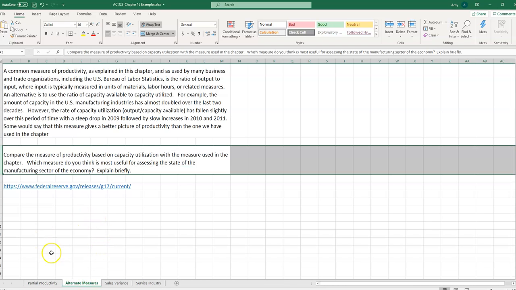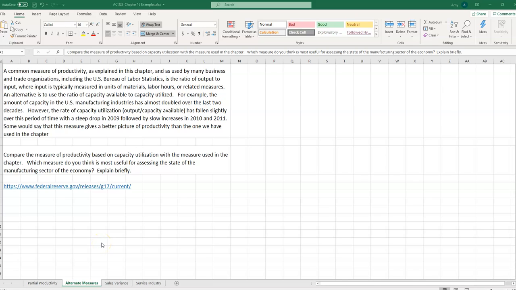In this example, we're talking about the different measures of productivity based on our capacity utilization. So we also talk about this in chapter 15, where we talk about which level of capacity we should use for our overhead hours. So we have the ratio of output to input, where input is looked at as units of materials, labor hours, or related measure. An alternative we can use is the ratio of capacity available to capacity utilized.